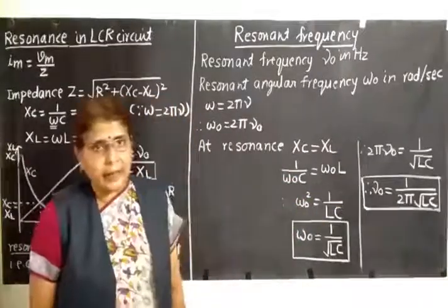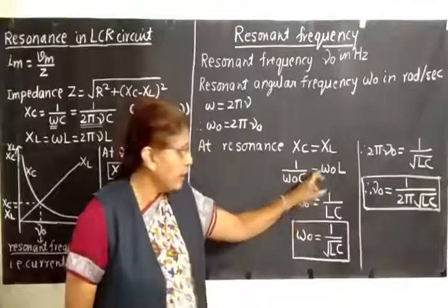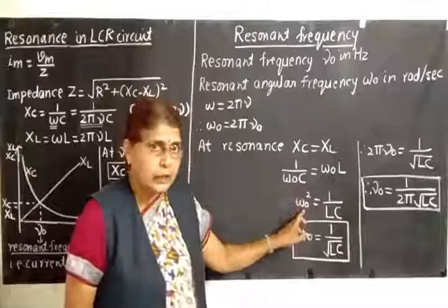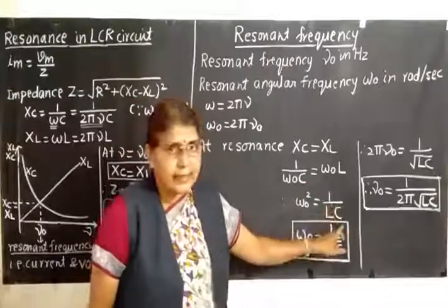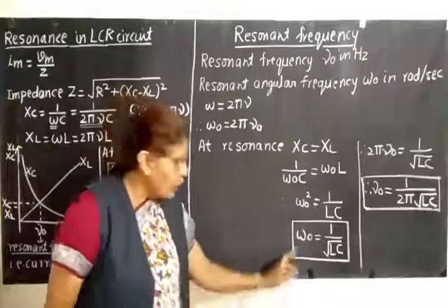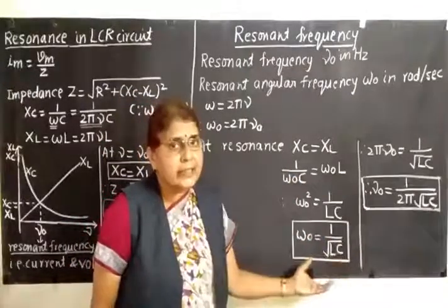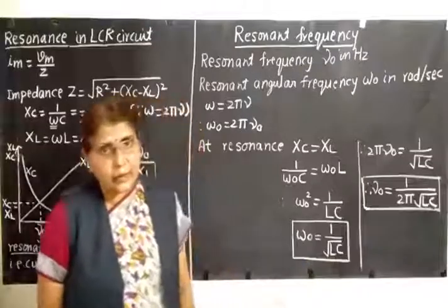Now cross multiply and simplify. If you cross multiply, take omega 0 square on one side. Omega 0 into omega 0. Omega 0 square will be 1 upon LC. Now you take square root on both sides. So omega 0 will be nothing but 1 upon root of LC. This is an expression for resonant angular frequency.